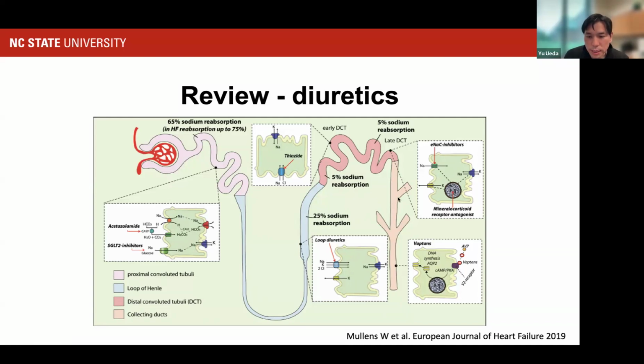We oftentimes use the mineralocorticoid receptor antagonist, which works on the late distal convoluted tubule and also the collecting duct. And it's not a common medication we use in the United States, but the vasopressin receptor antagonist, tolvaptan, might be another medication that we can use as a diuretic, removing the extra water from the body.